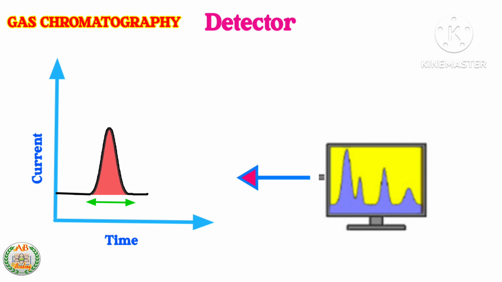If the concentration is less, the area under the peak will be less, and if the concentration is more, the area under the peak will be more.